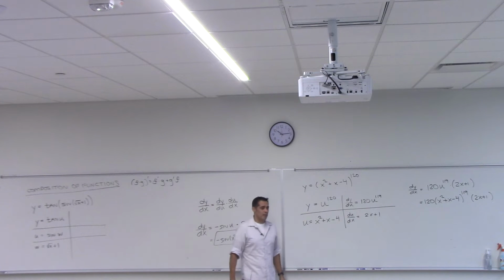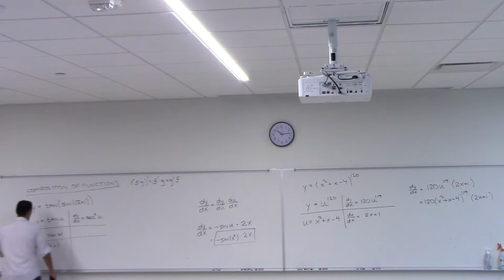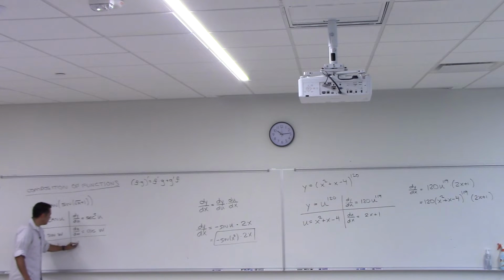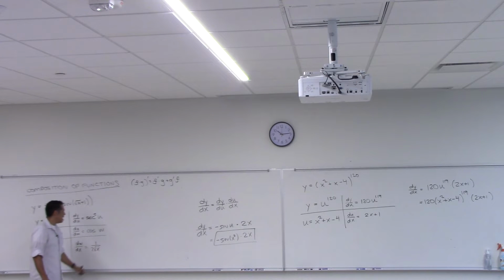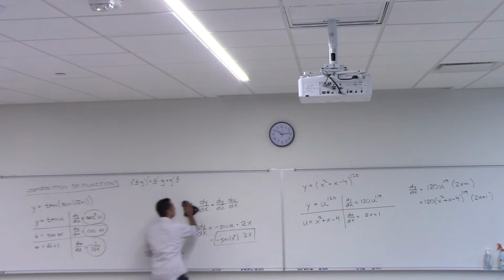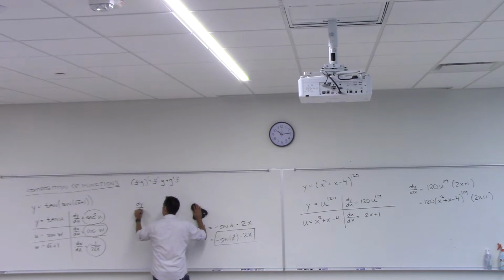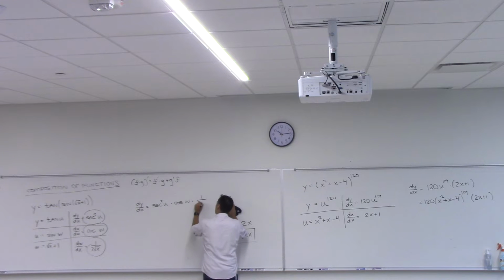So I have a table that has three things in it now, right? What's the derivative of tangent of u? Well, dy du is secant squared u, right? That's what that is. What's derivative of u with respect to w? What's du dw? Well, what's derivative of sine? Cosine. So this is cosine of w, right? What's derivative of w with respect to x? Well, that's just 1 over 2 root x. My answer is these three things multiplied together. So I'm going to write that out. It'll be dy dx is secant squared u times cosine w times 1 over 2 root x.